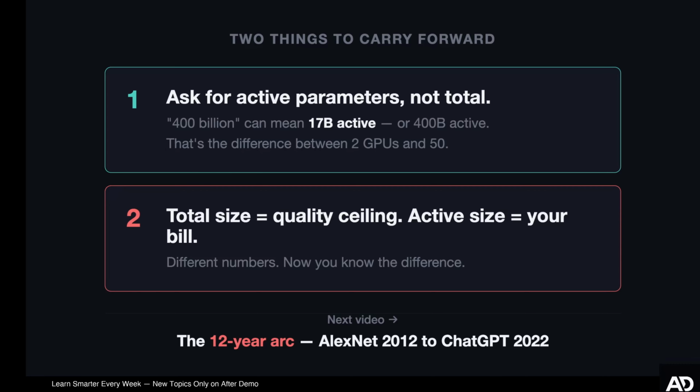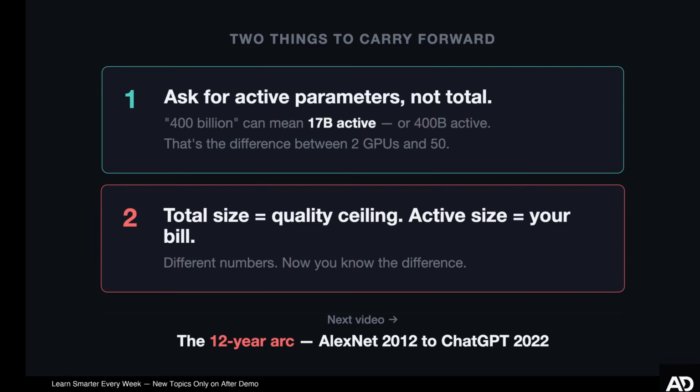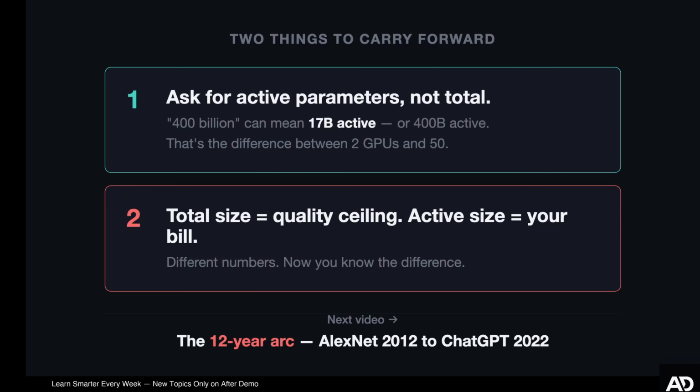In the next video, we zoom out on the 12-year arc, AlexNet in 2012 to ChatGPT in 2022, the 5 moments where the field actually jumped and what was really happening underneath each time.